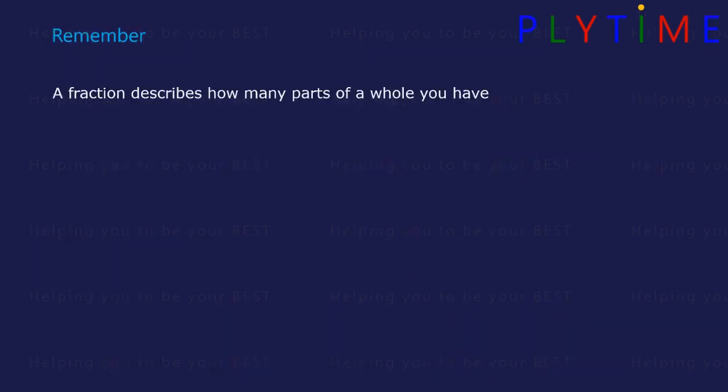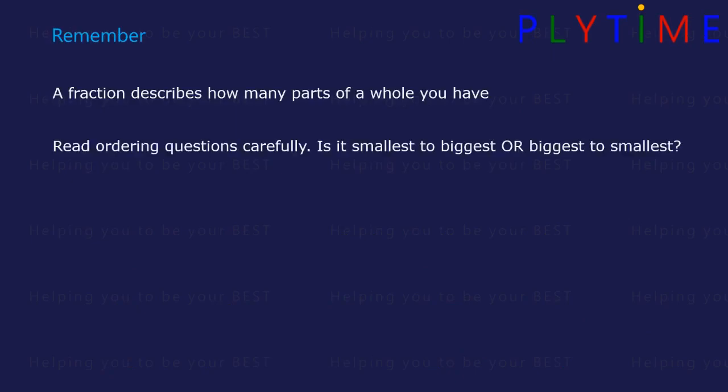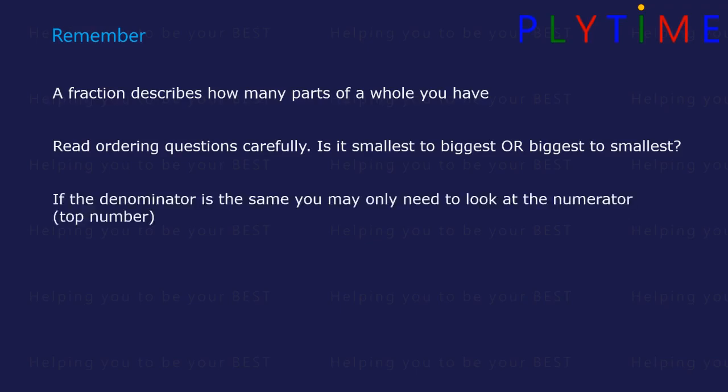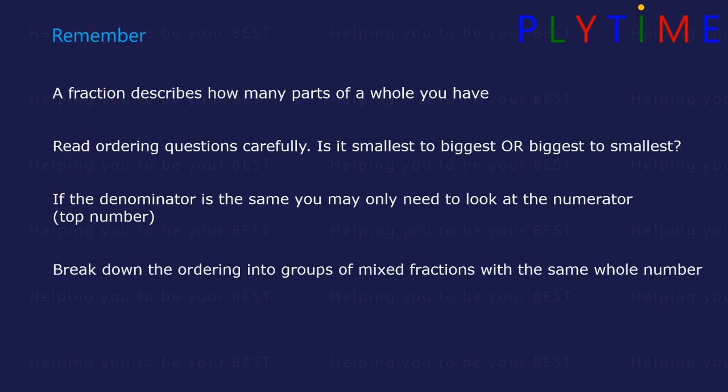Remember, a fraction describes how many parts of a whole you have. Read ordering questions carefully. Is it smallest to biggest or biggest to smallest? If the denominator, the bottom number, is the same, you may only need to look at the numerator, or the top number. Break down ordering into groups of mixed fractions with the same whole number. The bigger the numerator, the more parts you have.